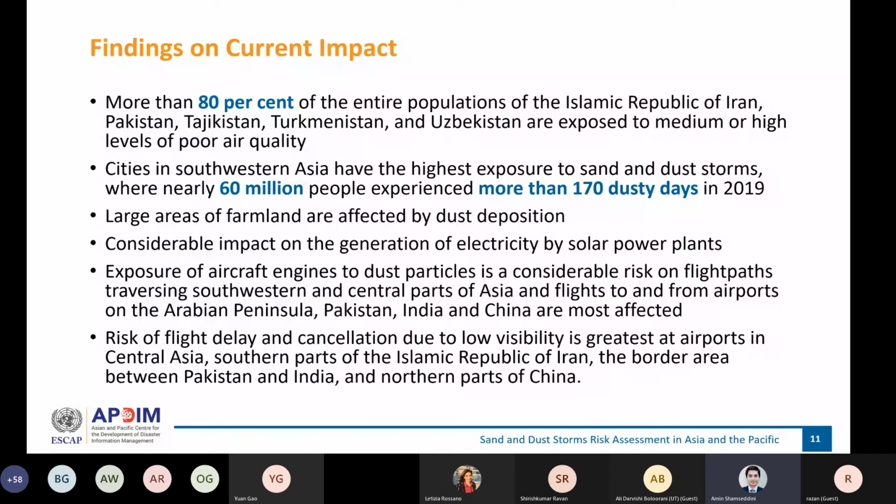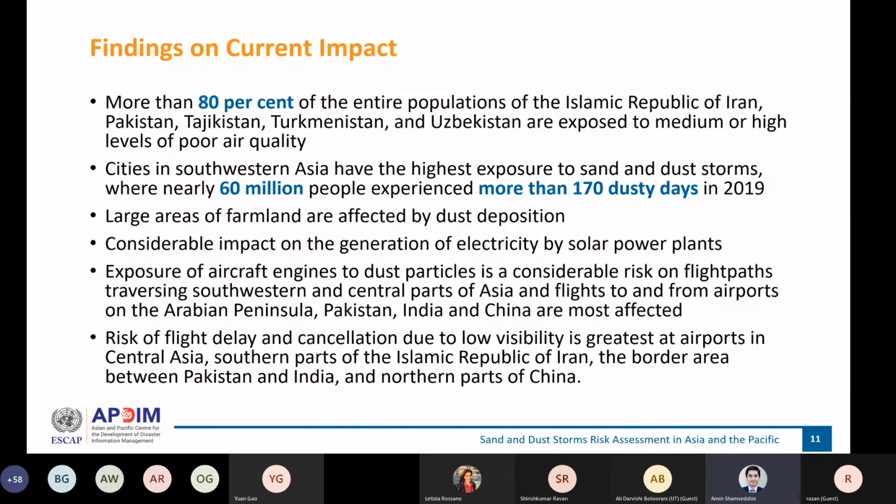A large area of farmland is affected by dust deposition in Asia Pacific, particularly in Central Asian countries, where we know we have a lot of salt in the material of this dust storm, and it boosts the negative impact. There is also considerable impact on the generation of electricity by solar power plants. It's not only solar. We know that other parts of the energy system will be affected, but in this study we focus only on solar power plants.